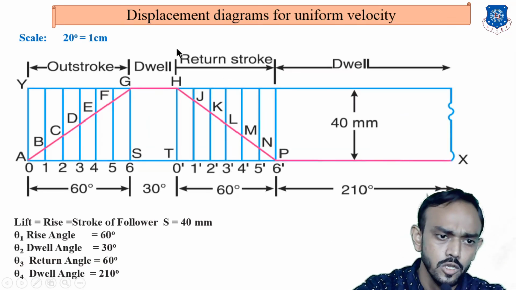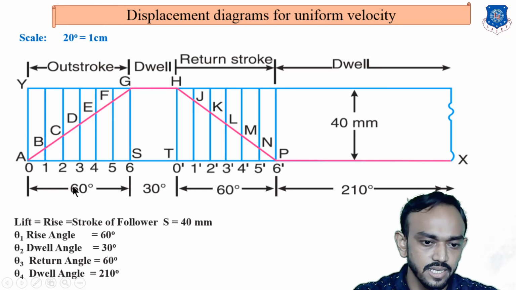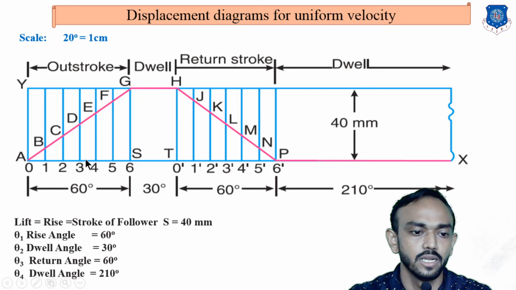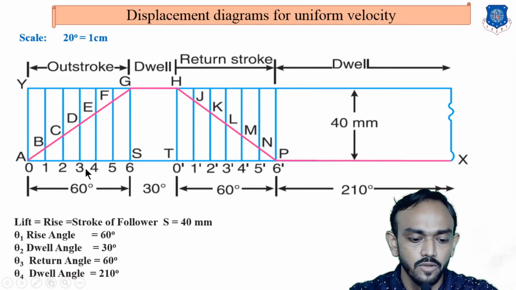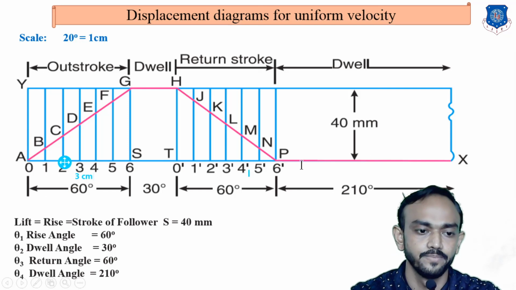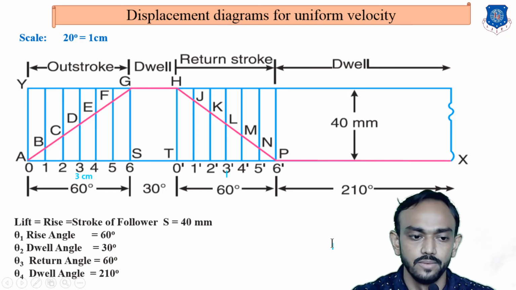So you can see you first have to make the rectangle. In that you have to part 60, 30, 60, because we have taken the scale as 20 degrees to 1 centimeter. So the total distance will be here 3 centimeters, and 1.5 centimeters.